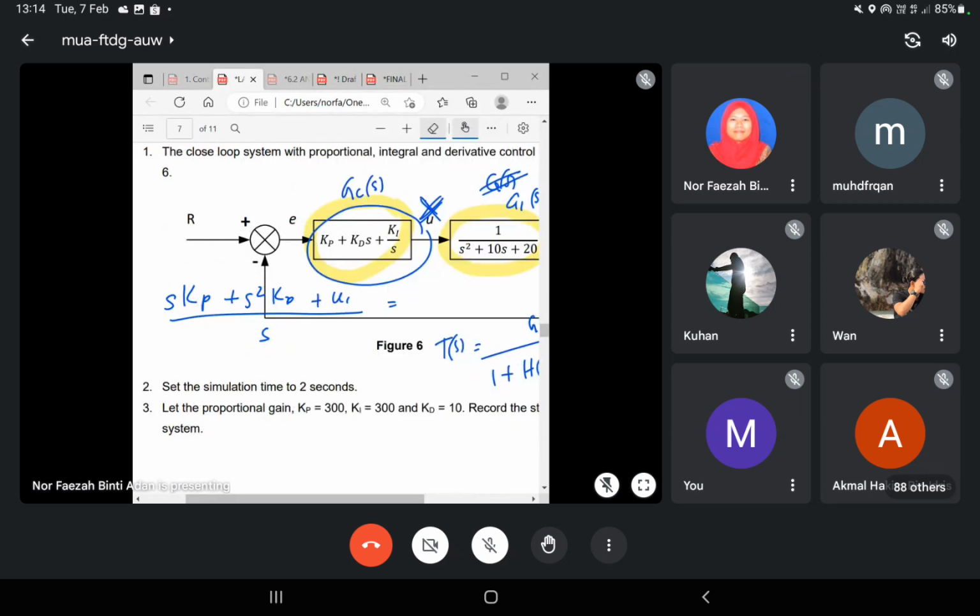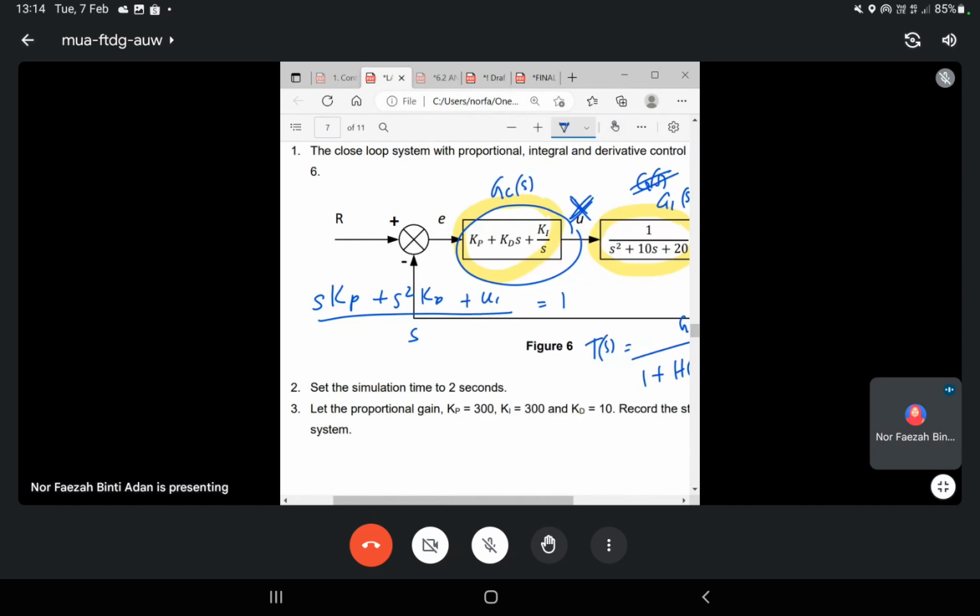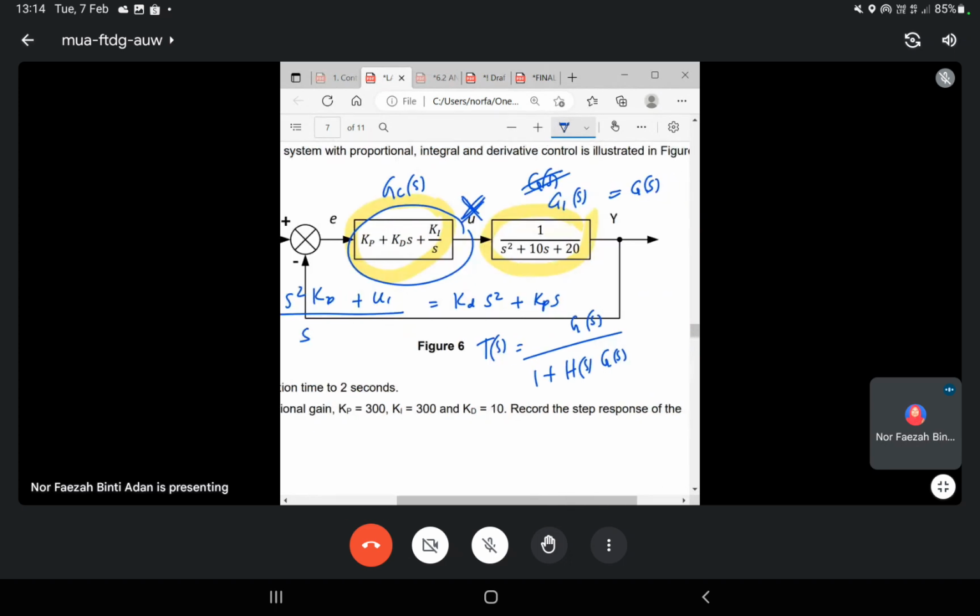KD is its coefficient. So KD S squared plus KP S plus KI over S. When you have this term, it is easy to multiply with 1 over S squared plus and so on. Because if you don't equalize the denominators, you will get confused. So make sure you equalize the denominator for this controller, and only then multiply with the block next to it. Okay? Okay, understood madam.